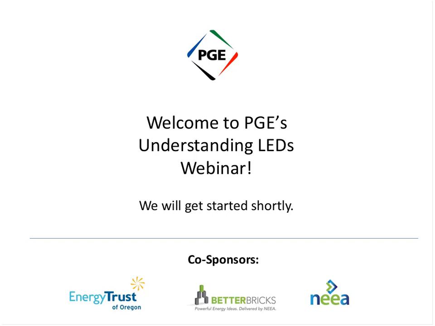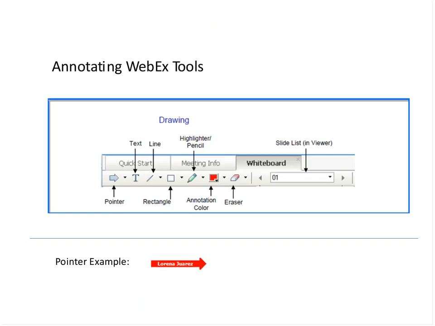Now I'd like to show you some tools you'll be using during the webinar. At the top left corner of your screen underneath the Quick Start tab, you'll see some annotating tools, including an arrow, a marker, and a text tool, and I'll underline them here. The presenter will ask you to use these tools on specific slides during the webinar, so you don't need to worry about them until then.